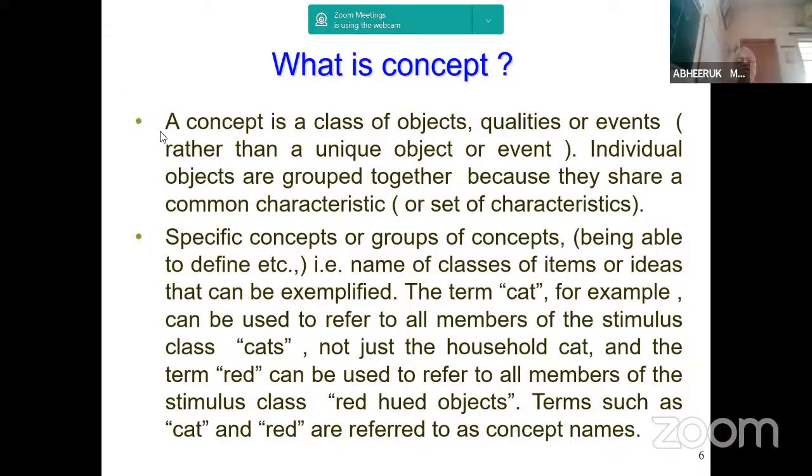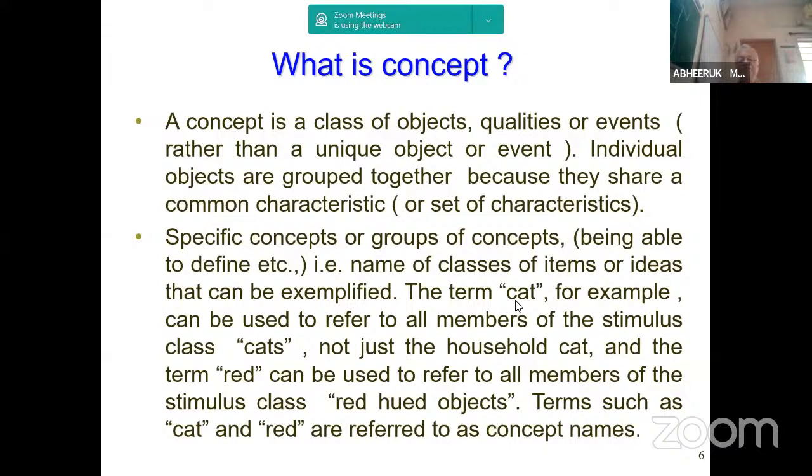So a concept is a class of objects, qualities or events. You see that it represents a class of objects or qualities or events rather than a unique object. Individual objects are grouped together into one class because they have some common property or characteristics. That's why you put them together.